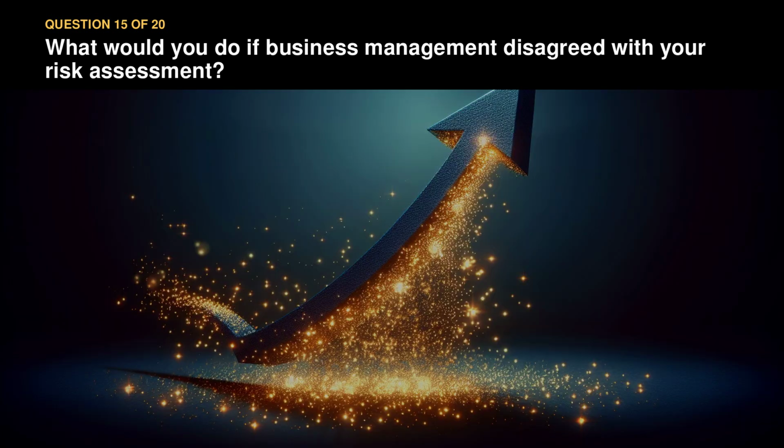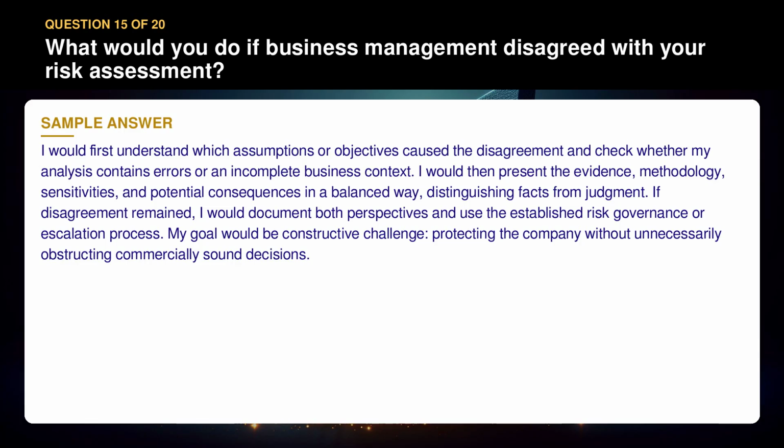Question 15. What would you do if business management disagreed with your risk assessment? I would first understand which assumptions or objectives caused the disagreement and check whether my analysis contains errors or an incomplete business context. I would then present the evidence, methodology, sensitivities, and potential consequences in a balanced way, distinguishing facts from judgment. If disagreement remained, I would document both perspectives and use the established risk governance or escalation process.